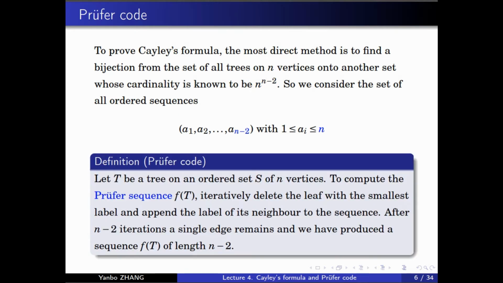We can obtain such a sequence from each tree of order n, which is called the Prufer code. It was named after the German mathematician Hans Prufer. It's also called Prufer sequence, also known as Prufer numbers.